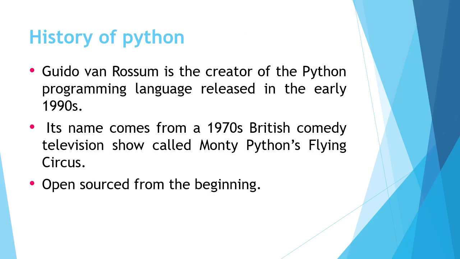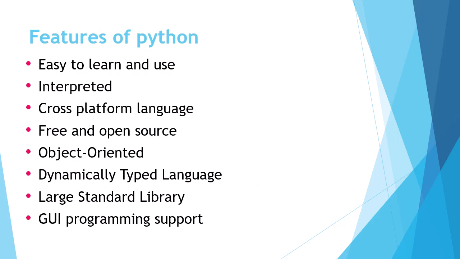History of Python. Guido van Rossum is the creator of the Python programming language, released in the early 1990s. Its name comes from the 1970s British comedy television show called Monty Python's Flying Circus. It's been open source from the beginning.